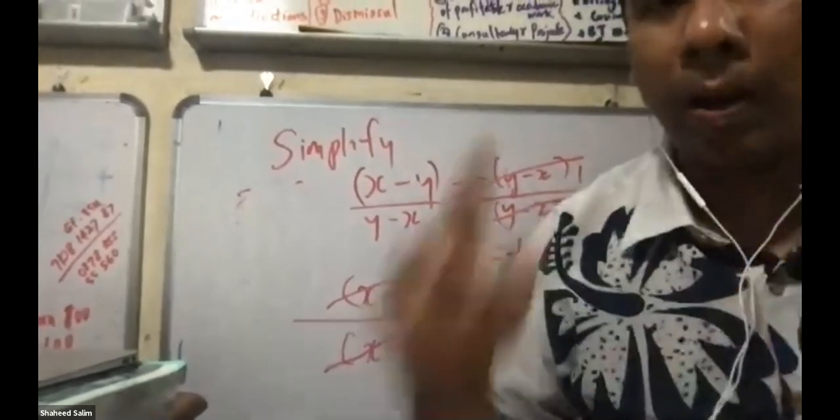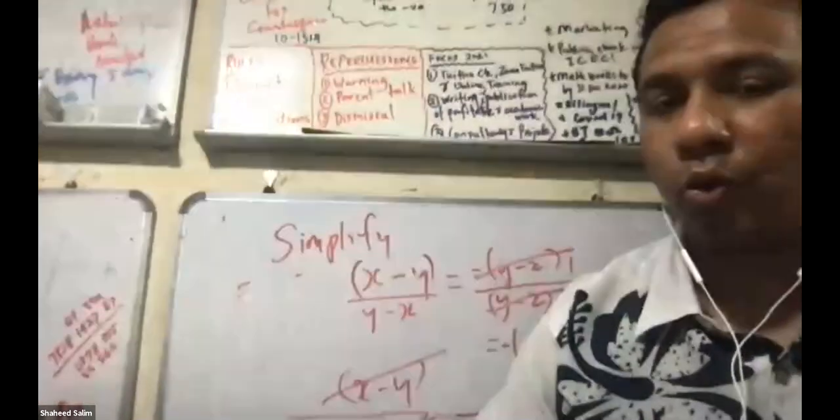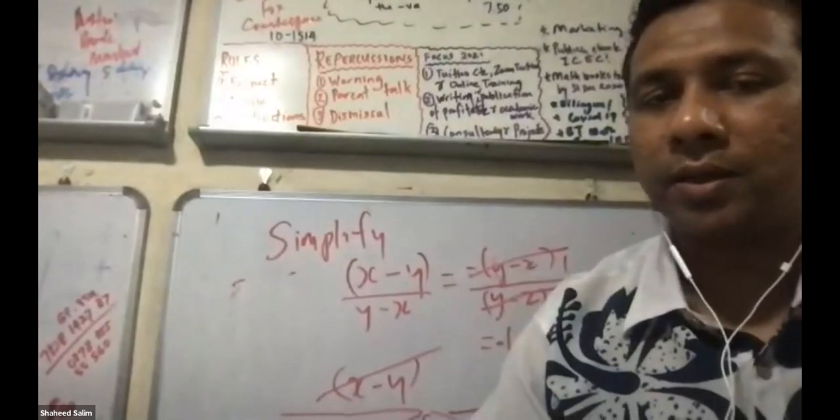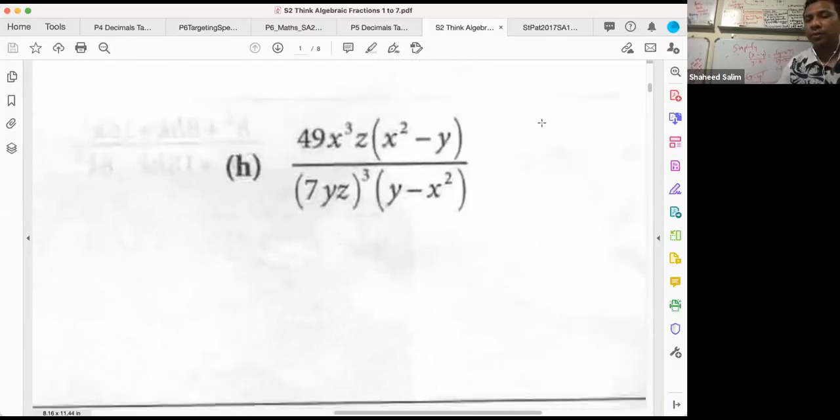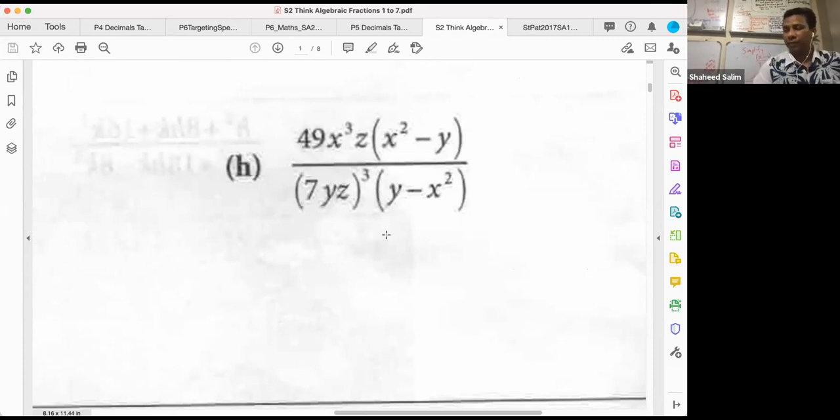So you've got to apply the same principle in the question now. What question? In question number H. Can you see now? y square, x square minus y over y minus x square. You've got to take out and put the minus somewhere, and then you can cancel it. That's the clue I'm giving.